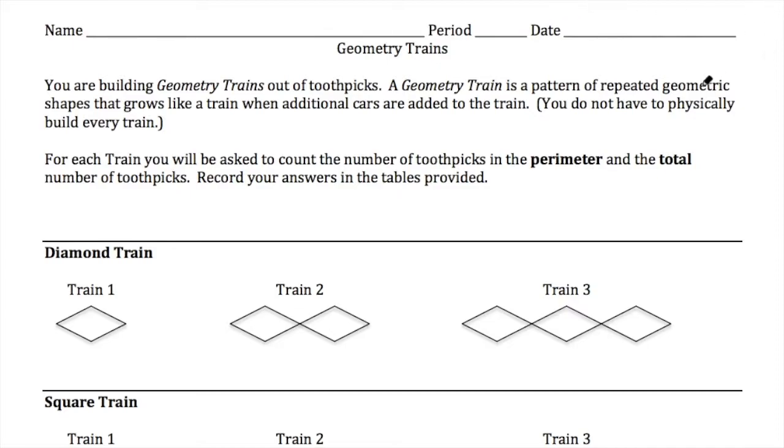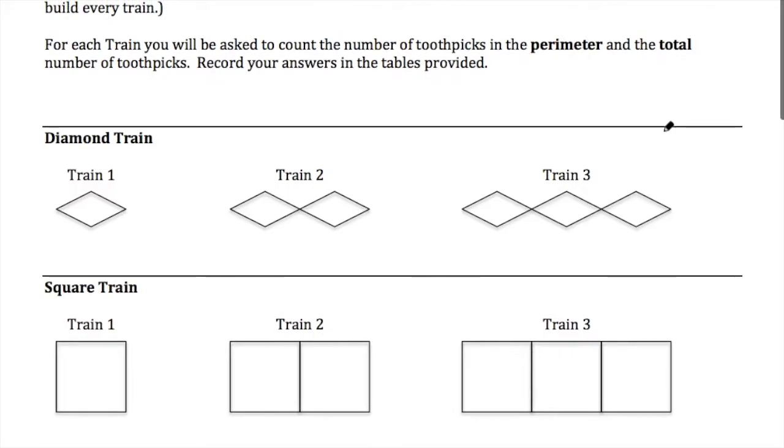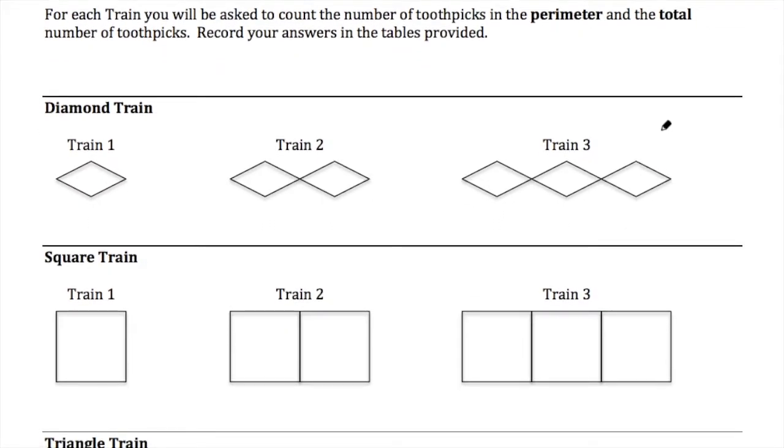In this lesson we are going to be talking about geometry trains. By this we mean shapes that are linked together to form a train, a repeating pattern, and we're going to pretend that they are formed out of toothpicks and count how many toothpicks there are. We're going to do this in two ways: once where we just count the outside, the perimeter, and once where we count the total.